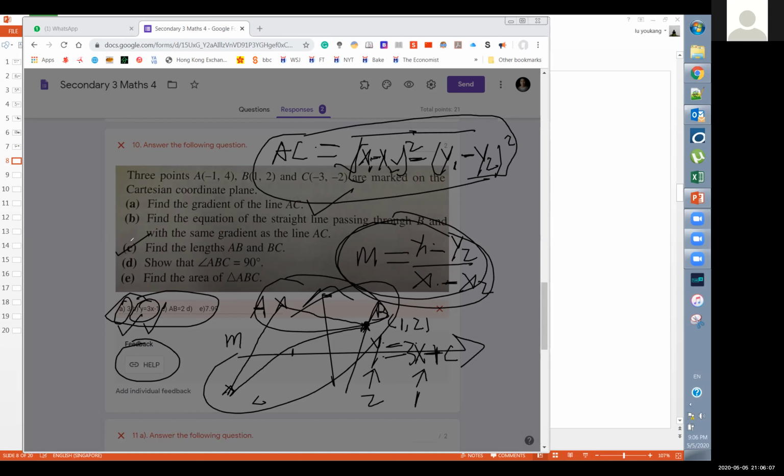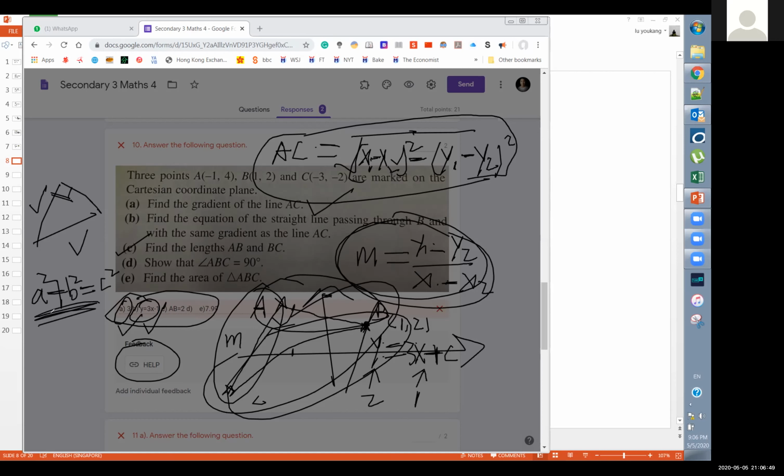Then how about part D? Show that ABC is 90 degrees. Very simple one. You already got the length of all this, right? You need to show this is 90 degrees at ABC. Use sine rule, cosine rule. 90 degrees, what does it mean? You got the length of this, you got the length of this. Or rather, if this is 90 degrees, that means you can use a square plus b square equals c square. Pythagoras theorem. If the Pythagoras theorem is valid, that means this is 90.